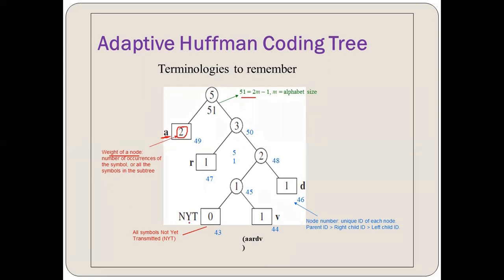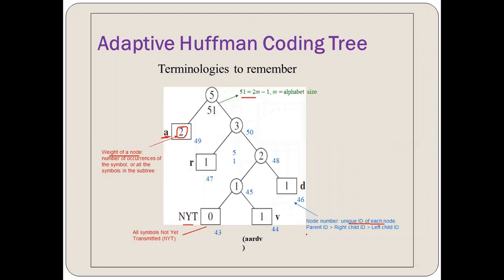Next we have NYT. All symbols start from NYT. When we start the coding, when we start the updation of trees, it starts from NYT. NYT is not yet transmitted. So the symbol which is next to be transmitted is called the not yet transmitted. That means this is not yet transmitted. Next we have this particular 46. This is the node number. This is a unique ID of each node.